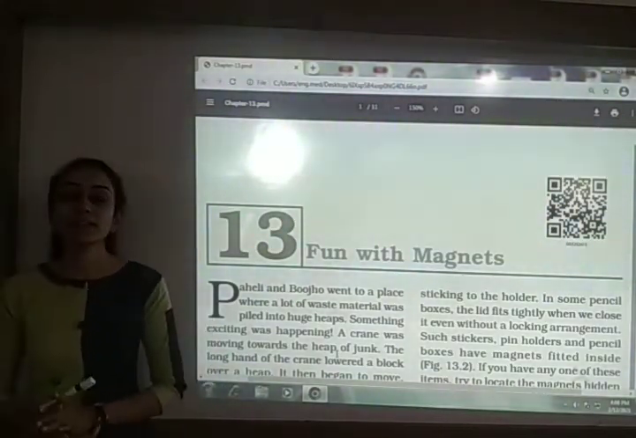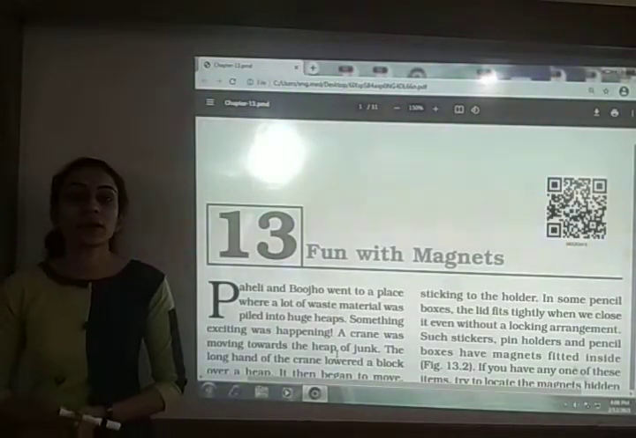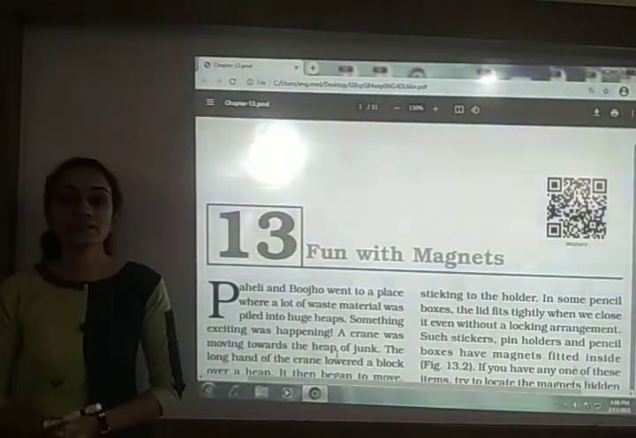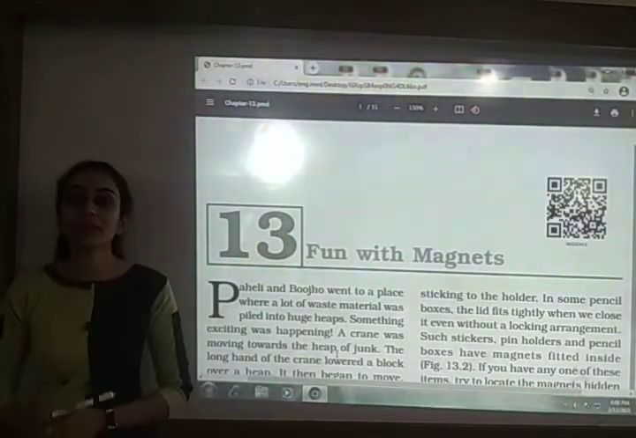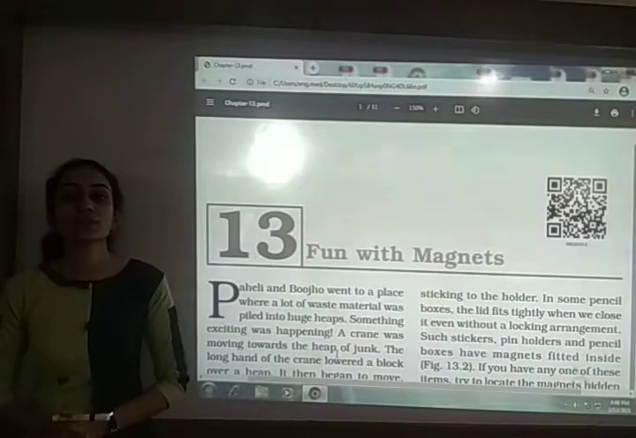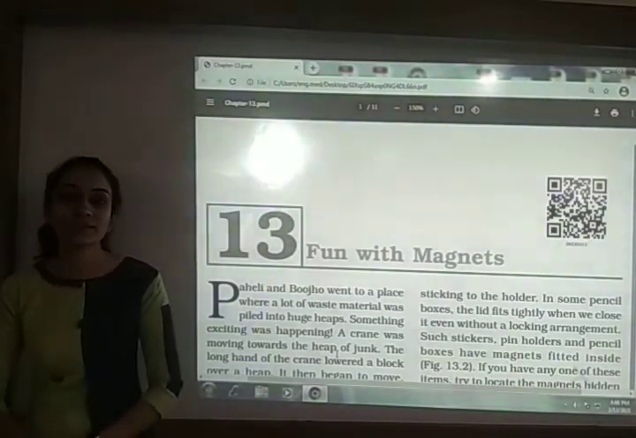And then we had seen non-magnetic materials. The materials which do not get attracted by the magnet are known as non-magnetic materials, like wood, plastic, glass. These are some examples of non-magnetic materials.